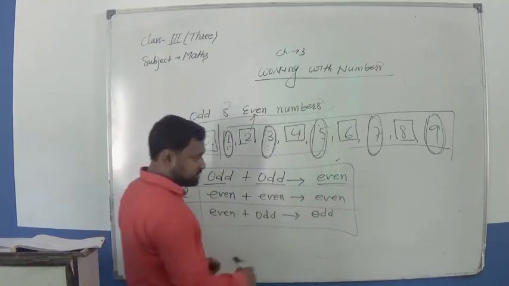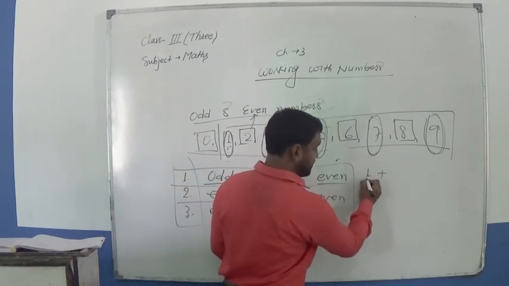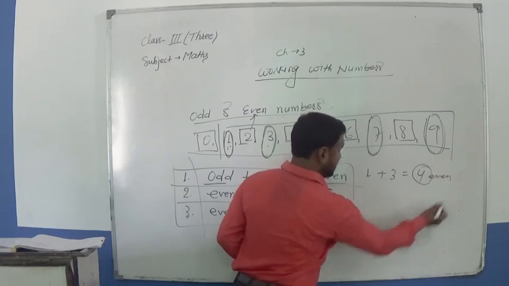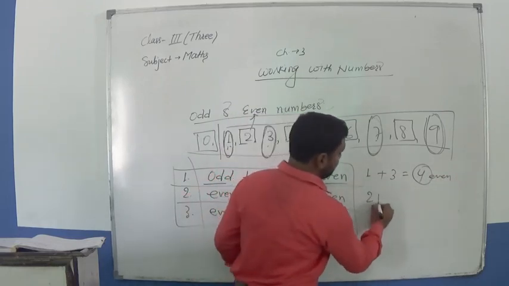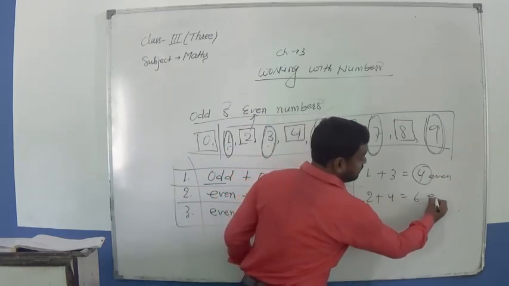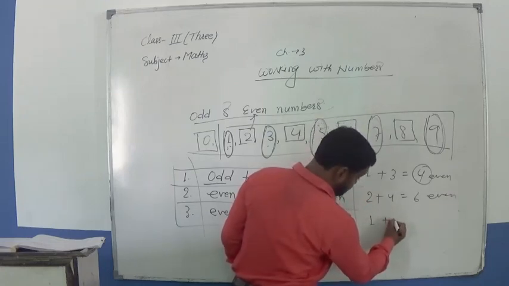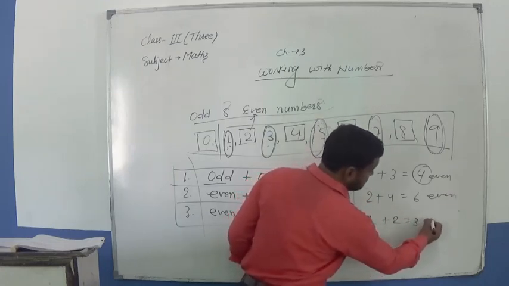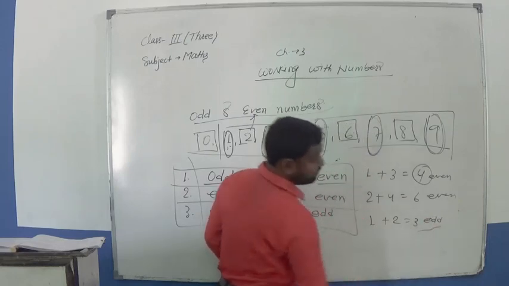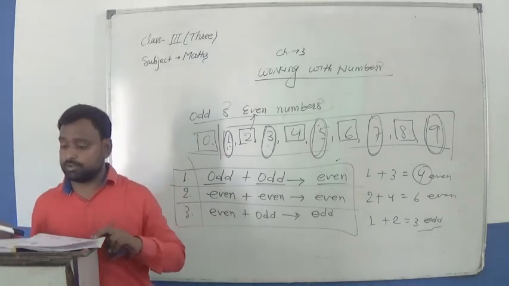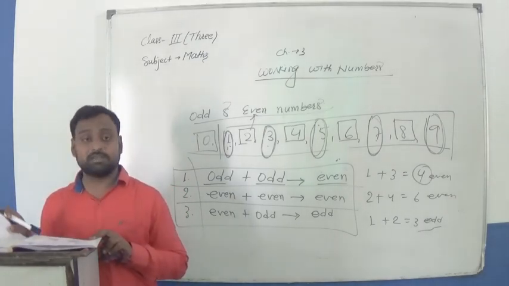Just get it clear. Suppose we have one odd number 1 and 3, it is 4, an even number. We have 2 plus 4, it is 6, also an even number. We have 1 plus 2, it is 3, an odd number. On this basis, you can solve exercise 3.5.